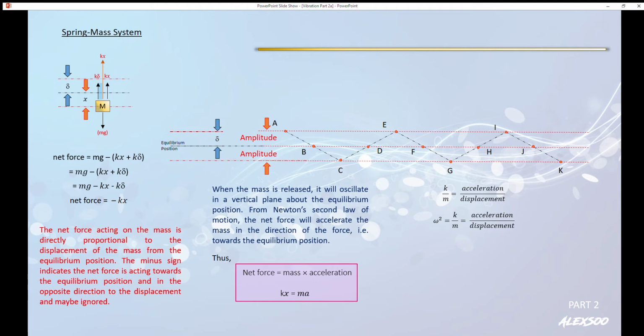Therefore, we can also say that omega equals the square root of k over m, which also equals the square root of acceleration over displacement. Omega is the circular frequency, remember, which is in radians per second. And we know that omega is defined for oscillation as 2 pi over the period T, the uppercase letter T, and in this case also equals the square root of k over m.